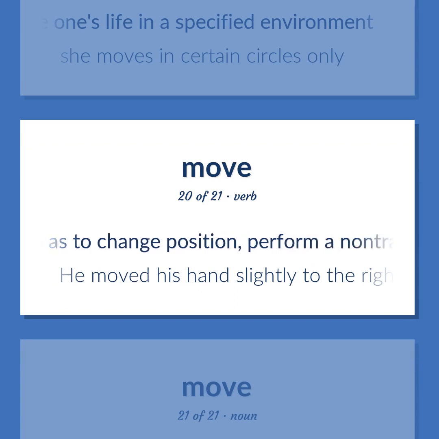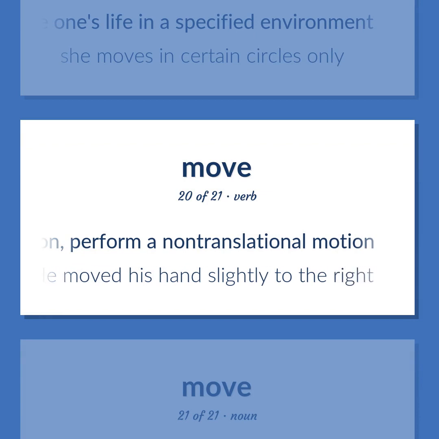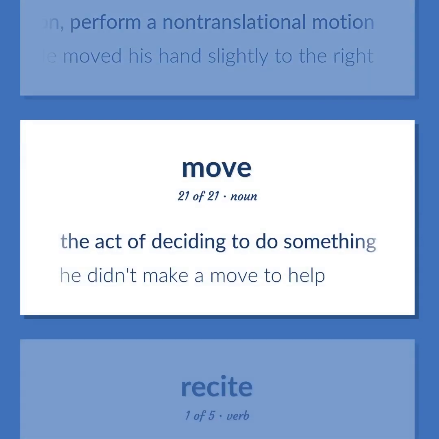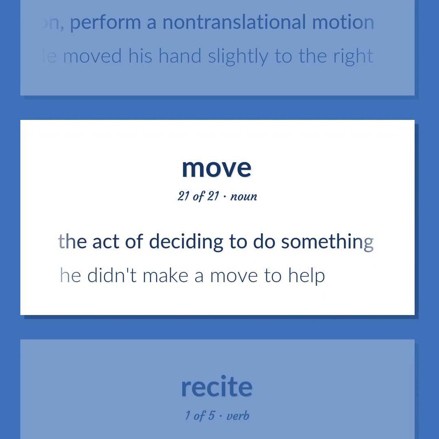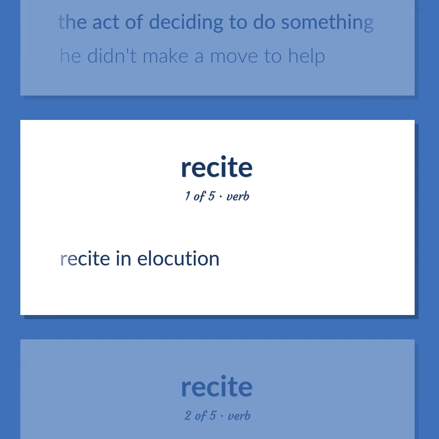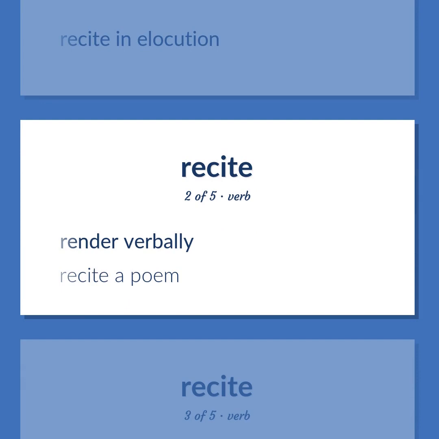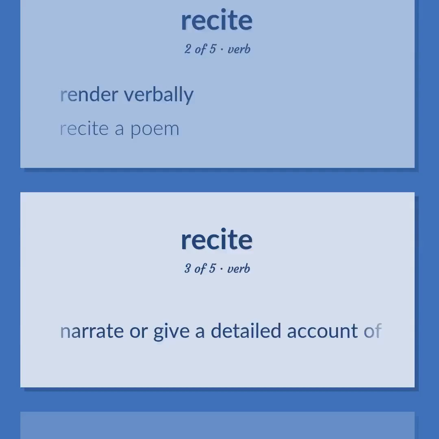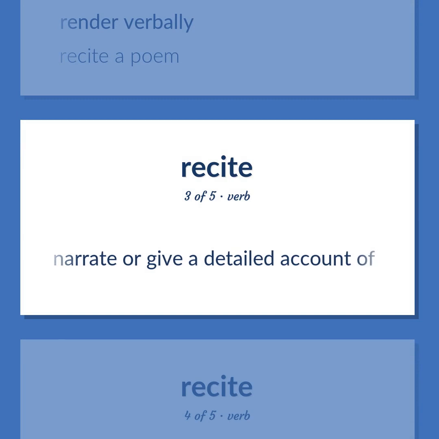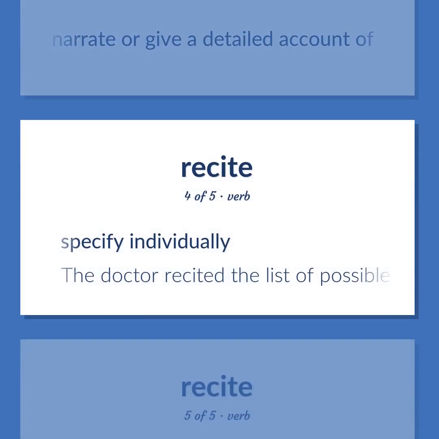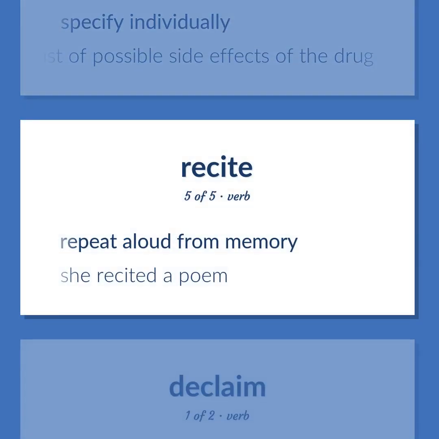Move so as to change position, perform a non-translational motion. He moved his hand slightly to the right. The act of deciding to do something. He didn't make a move to help. Recite in elocution. Render verbally. Recite a poem. Narrate or give a detailed account of. Specify individually. The doctor recited the list of possible side effects of the drug. Repeat aloud from memory. She recited a poem.